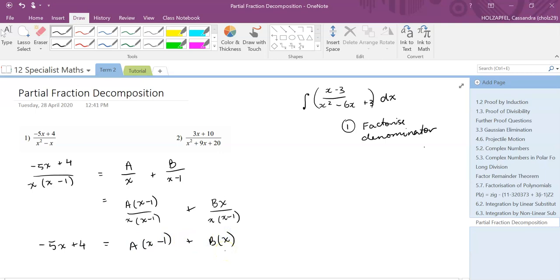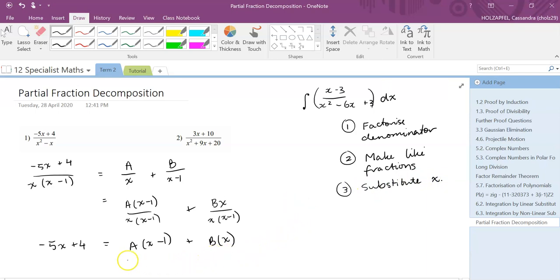Okay, so now that we've got that written down, we can expand this out and solve this by letting x equal particular values. So step 1 was factorize the denominator. Step 2 was to make like fractions, which means making the denominator the same. The next thing we are going to do is substitute in values for x.